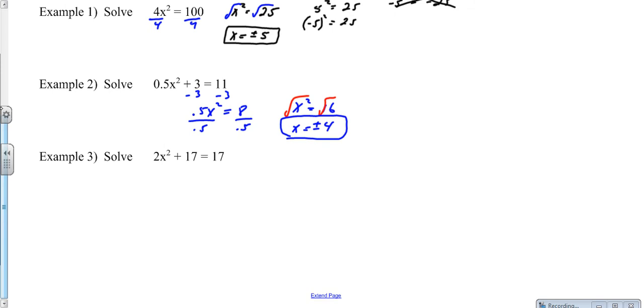Next one, same idea. Isolate the square first, divide by 2, undo the square.